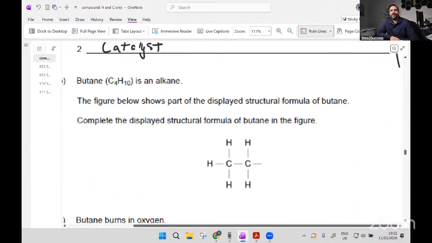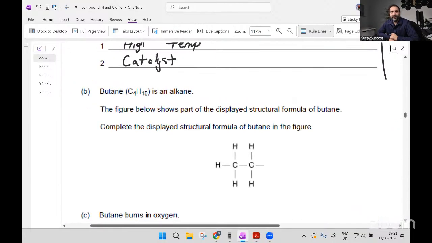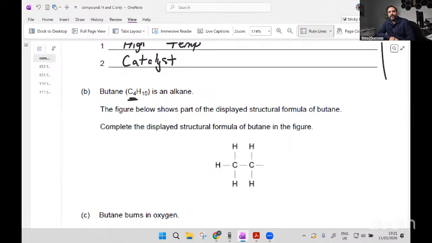Right. Then it says draw butane, which is C4H10. So it's already drawn a bit of it for you, but we know that we need four of these C's. So I'm going to put the other two C's there because they always go in the middle. And around the outside, we need to fill it with H's. So put an H there, an H there, an H there, an H there, an H there.